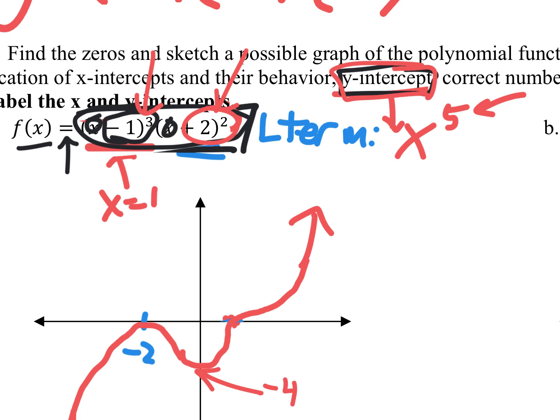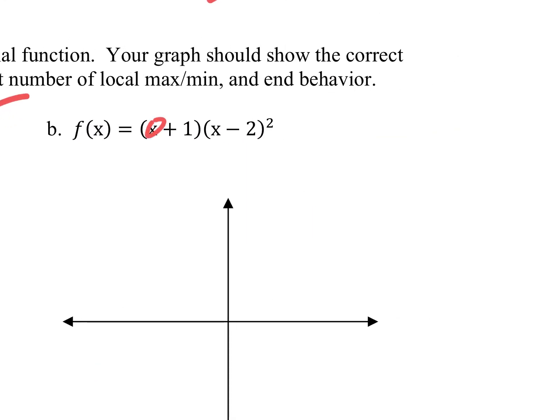And how do you get it again? You stick in x is 0 and you figure it out. So if I want the y-intercept on this, it's super easy. I stick in 0, and I go 1 times negative 2 squared, which is 4, so the y-intercept's at 4. See how quick that is? Y-intercept is where x is 0.